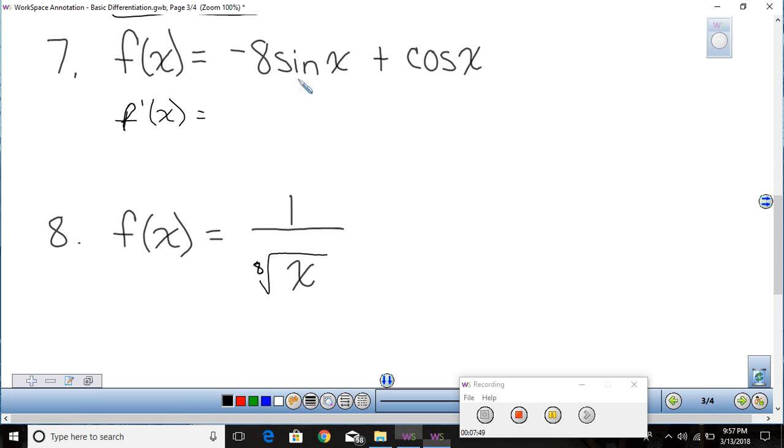Okay, so you've got a negative 8 sine x. Well, the derivative of sine is cosine, so this would be negative 8 cosine x. And the derivative of cosine is negative sine, and you're done.